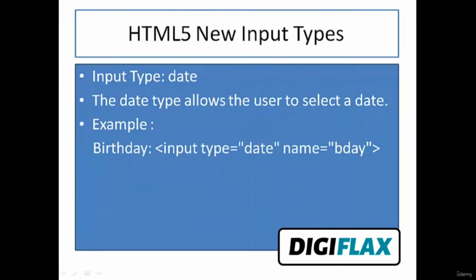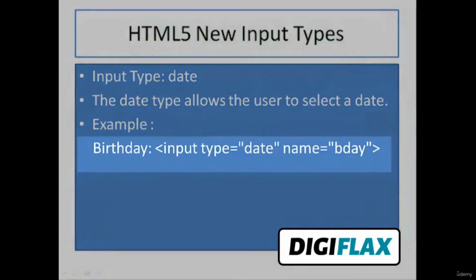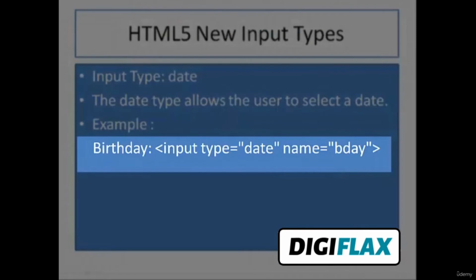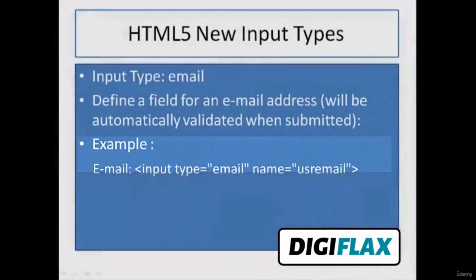Then comes the new input type date. The date type allows the user to select a date. For example, we need to provide inside the bracket input type is equal to date to define a date input type. Moving ahead, next in our list is email input.